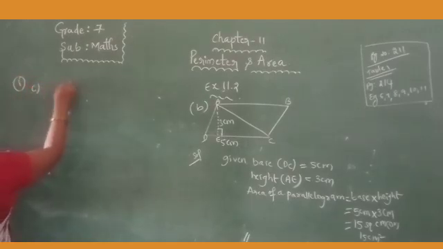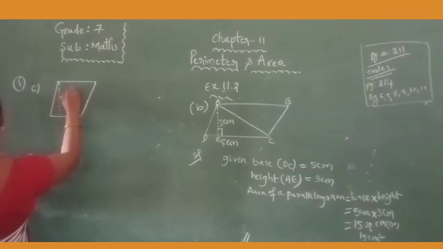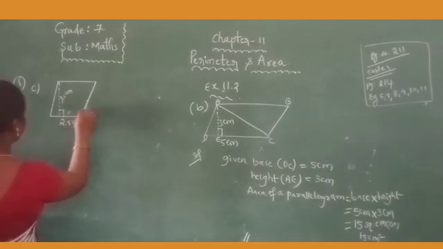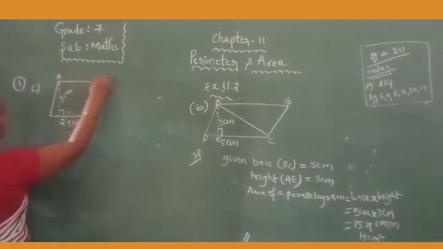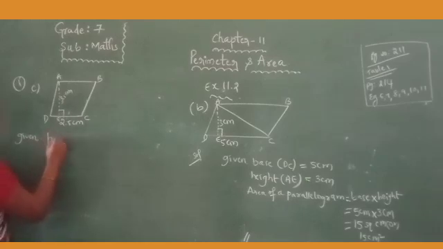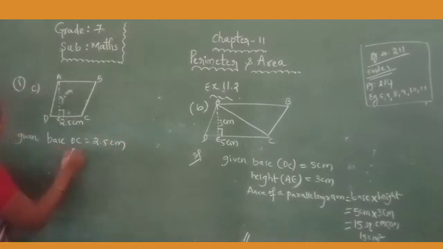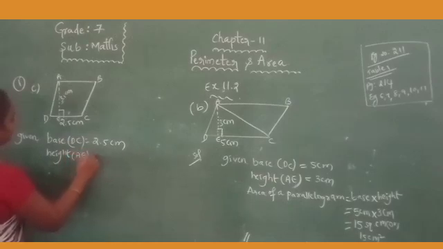See the problem. This is also a parallelogram. Here the height is given, that is 3.5 centimeters. The base is 2.5 centimeters. So give the names A, B, C, D and E. We know the given values are base DC is equal to 2.5 centimeters and height AE is equal to 3.5 centimeters.